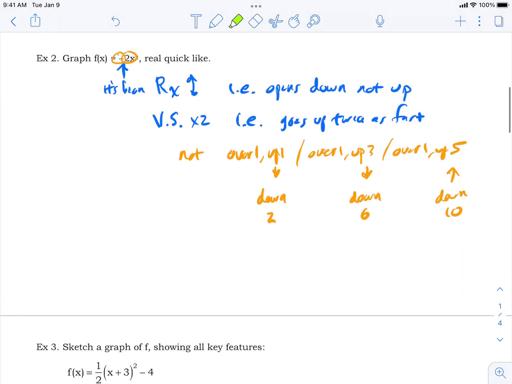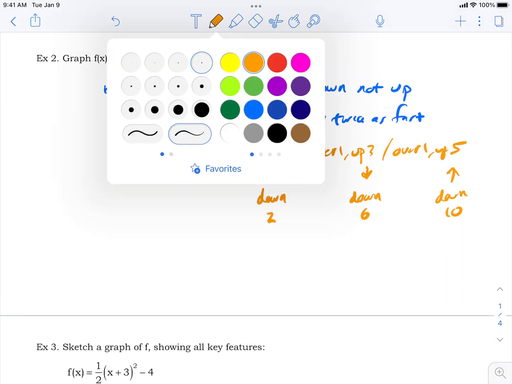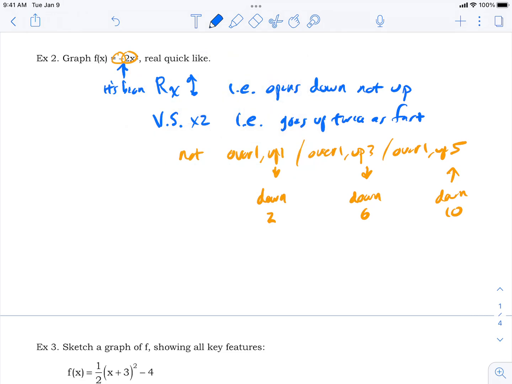Anyway, that's really all I got to do here. So I'm going to do it right now. Well, there's no shifting, right? We didn't translate left, right, up, down, or anything. So we know the vertex is still at the origin. There's where the vertex is.